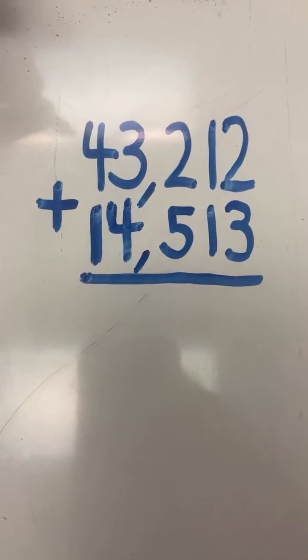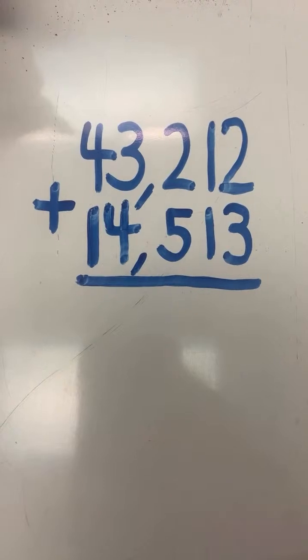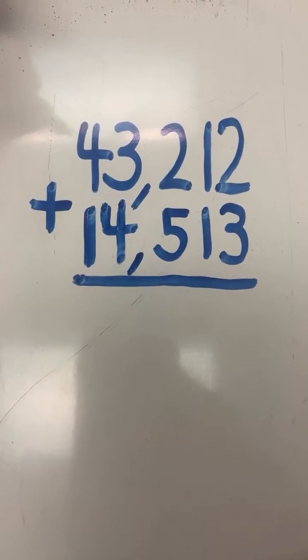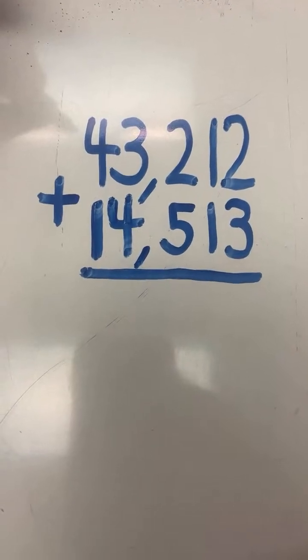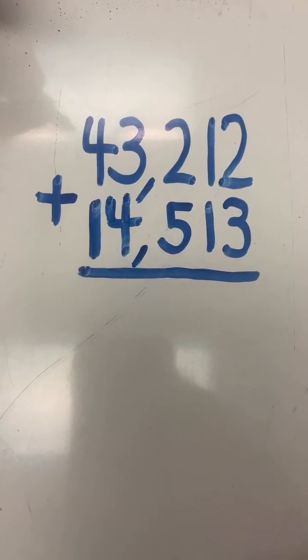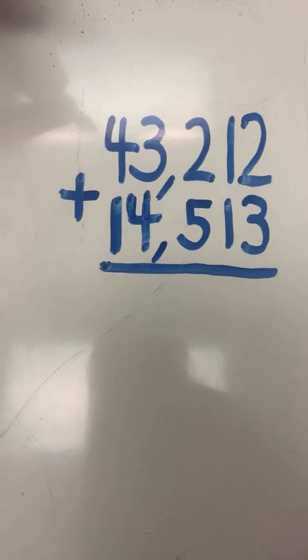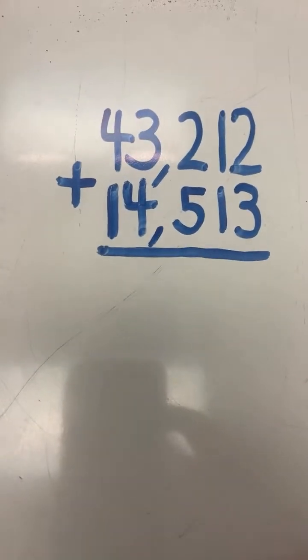So this video is going to be a review of multi-digit addition with regrouping. Our first example problem is 43,212 plus 14,513. I'm going to go through step by step how to solve this problem.